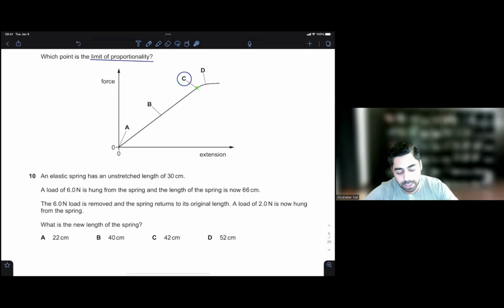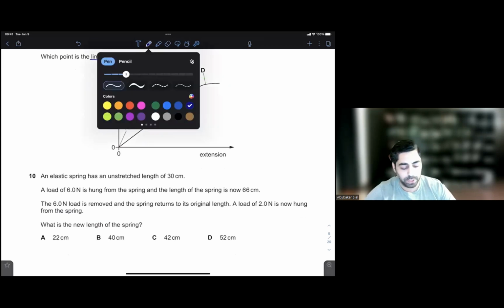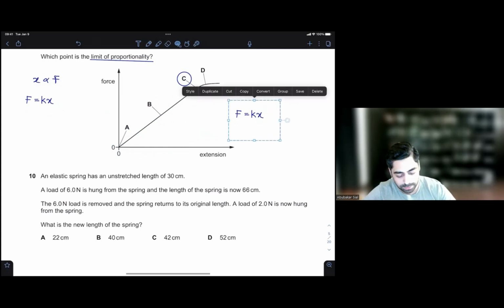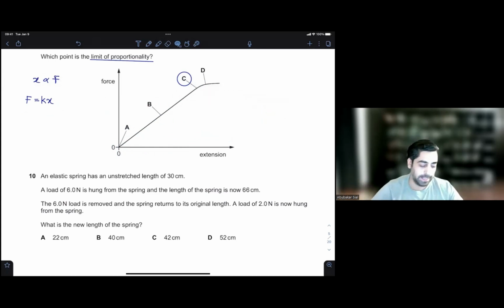And what does it mean? It means that beyond this point, so to the right of this region, force and extension are no longer proportional to each other. Whereas in the straight line section, they are. And that's exactly what Hooke's law says, that extension is directly proportional to F. And the equation for Hooke's law is F is equal to Kx. Finally, another thing you can note from this question is that this is the region where this equation applies, just the straight line section. So be mindful of that fact. You cannot apply it beyond the limit of proportionality.